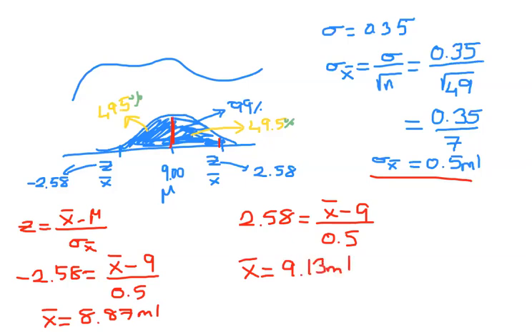So this is saying that if we continually take random samples of 49 test tubes in each sample, and calculate the average fill in each of these samples, then 99% of all the sample averages would be expected to fall between 8.87 and 9.13 milliliter.